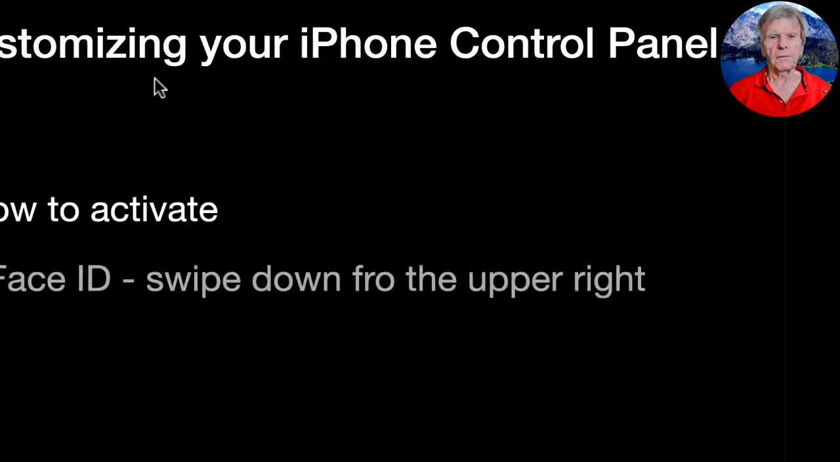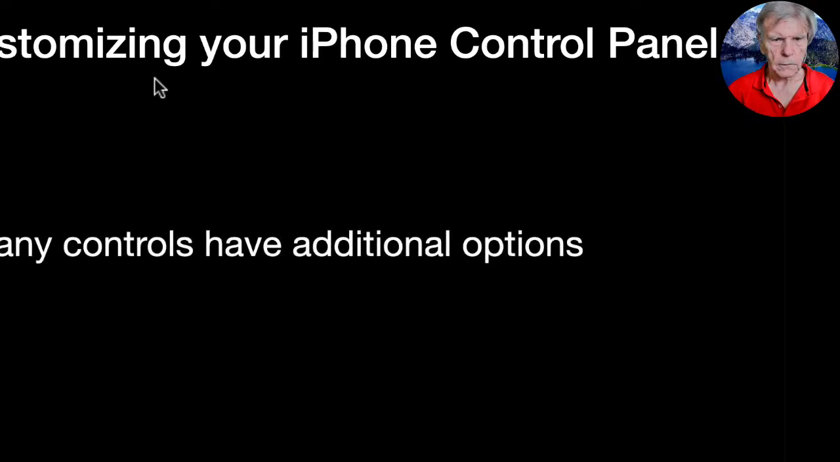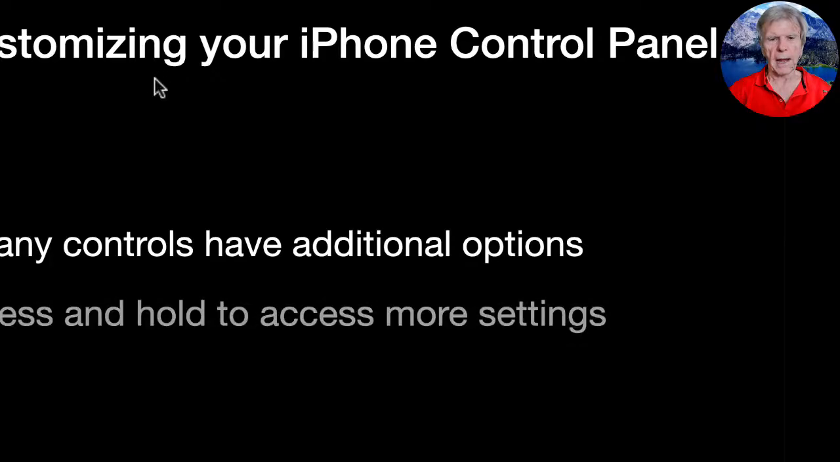So how do you activate the Control Center? Well, if you have an iPhone with Face ID, you go up to the upper right-hand corner and just swipe down. If you have a phone that has a home button or Touch ID, then you swipe up from the bottom. Many of the controls have additional options, and you access those by pressing and holding or doing a long press. And then you'll see other options that are available for that particular function.